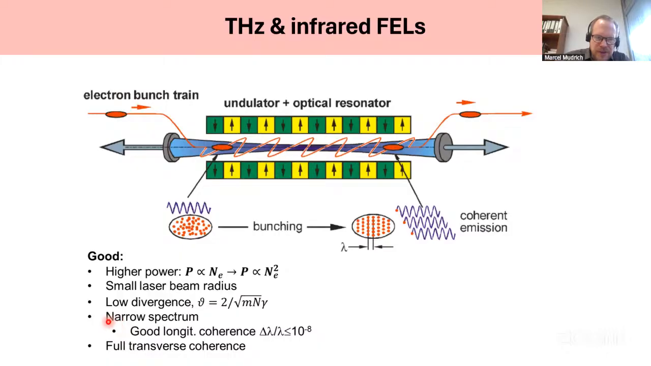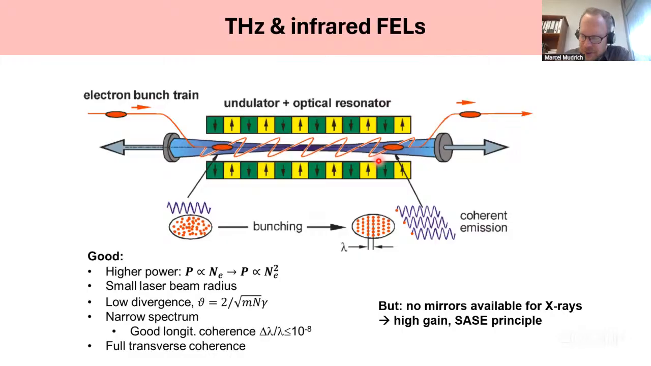Also, the spectrum becomes much narrower. Remember the discussion we had for the laser line width, that can be extremely narrow, just given by the condition of gain equals losses that can define a very tiny point in the frequency spectrum. And yeah, we can have full transverse coherence because this is really laser-like light emission.